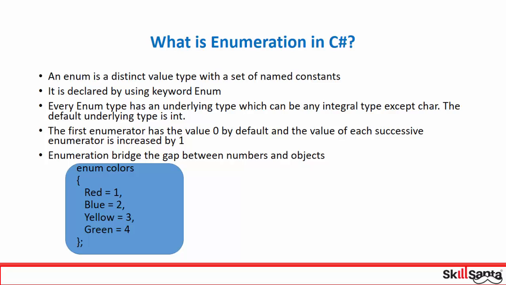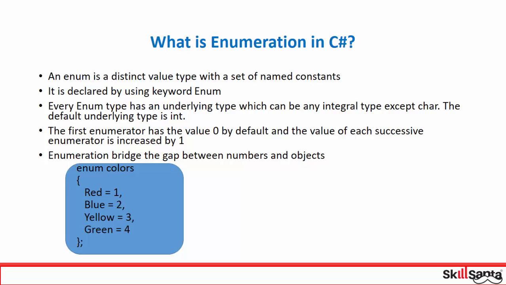In this example I defined 1, 2, 3, 4, but suppose you have not defined a value for your enumeration constants. In that case the default underlying type is integer. The first enumerator has the value 0 by default, and the value of each successive enumerator is incremented by 1. So suppose I declare an enumeration red, blue, green, yellow; by default it sets the values 1, 2, 3, 4. But suppose I create an enumeration of a different type.